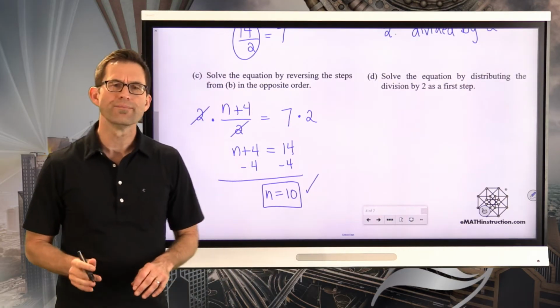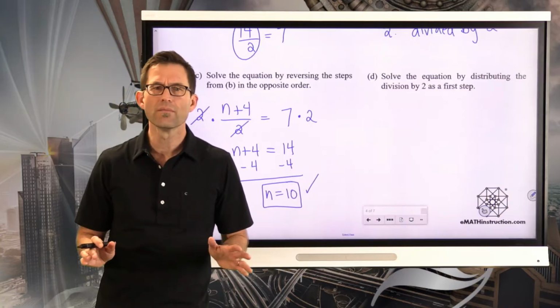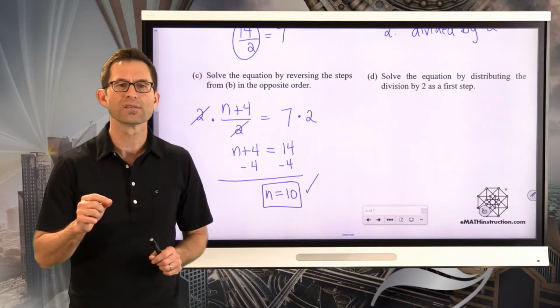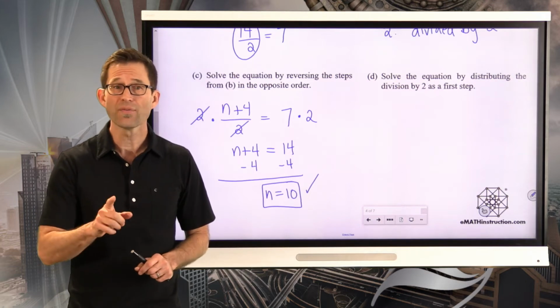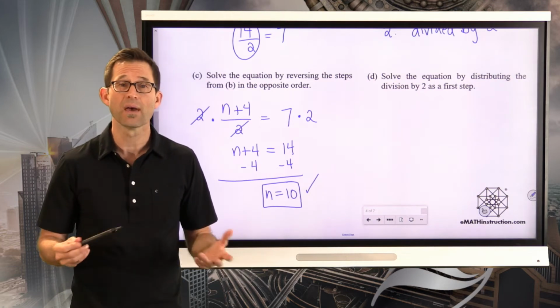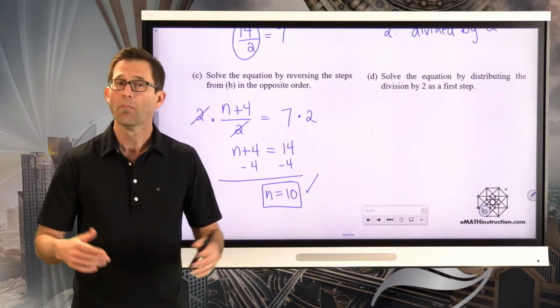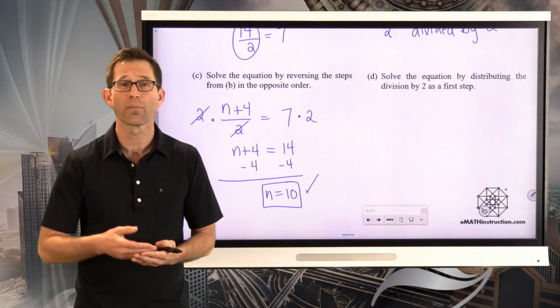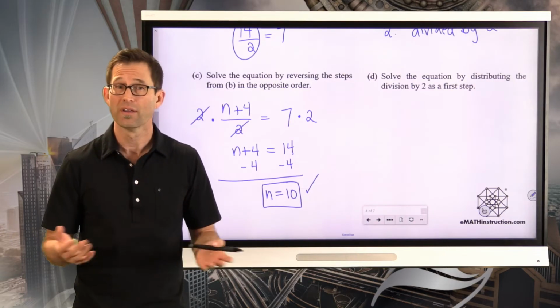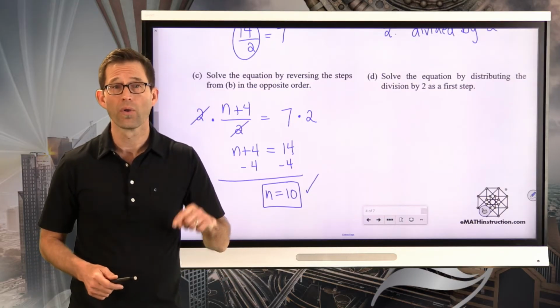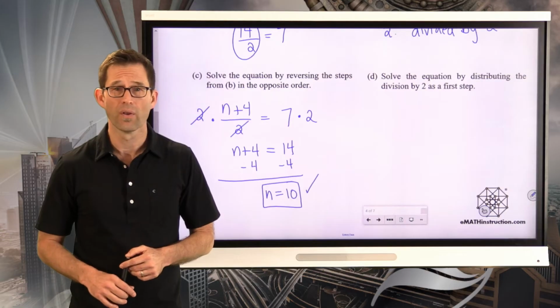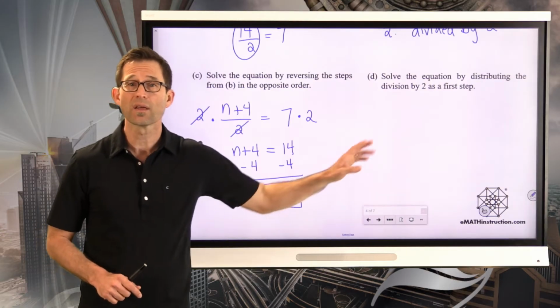Now, with division, for a lot of students, it's not as obvious that they can distribute. And oftentimes when you distribute division, things get messy because fractions get involved. Multiplication is much nicer. When you take a whole number and multiply it by a whole number, you get a whole number. On the other hand, when you divide one whole number by another, you often don't get a whole number. In this case, you do. And let's take a look at that in letter D.